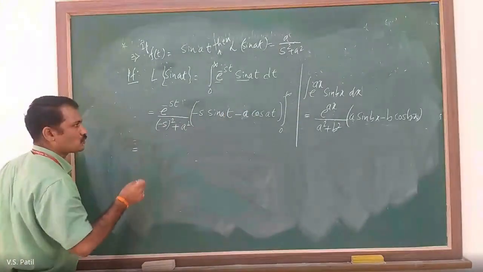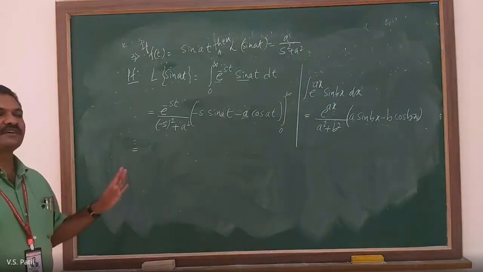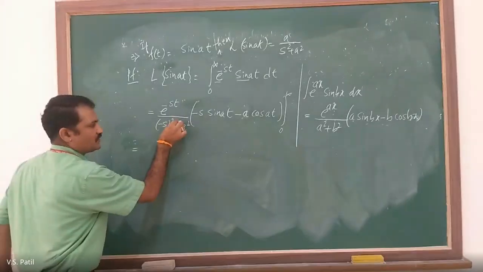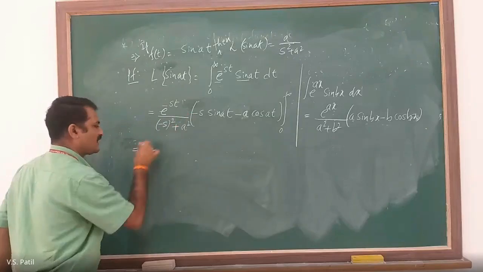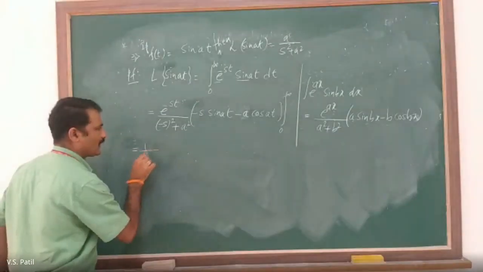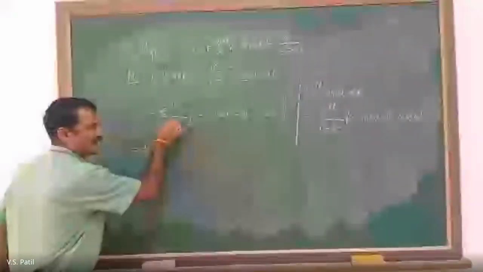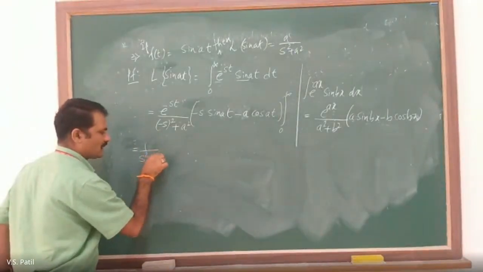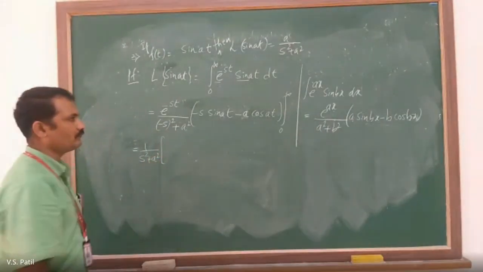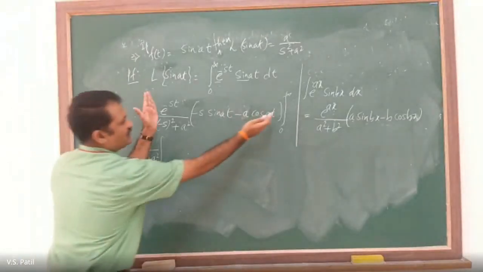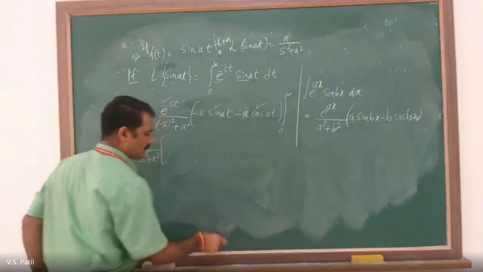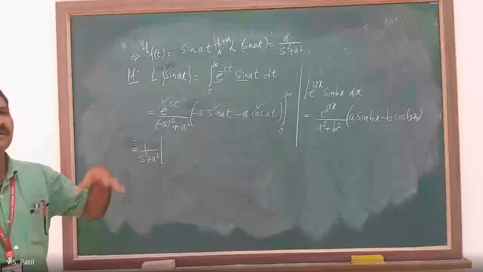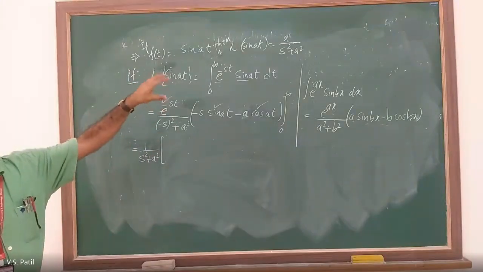Before putting the limits, I will try to simplify it further. This S is also constant, A is also constant, so no need to write it again and again. So I will take that outside. 1 divided by minus S whole square, that becomes S square plus A square. Now, this term only contains a T. Agree to this, sir? This term contains T, this term contains T, this term contains T. So I need to consider only putting T equal to infinity there.